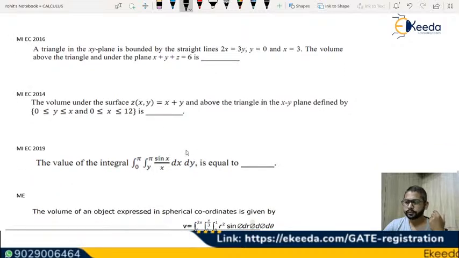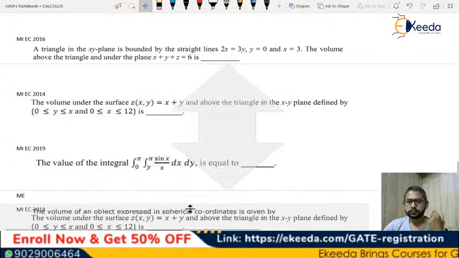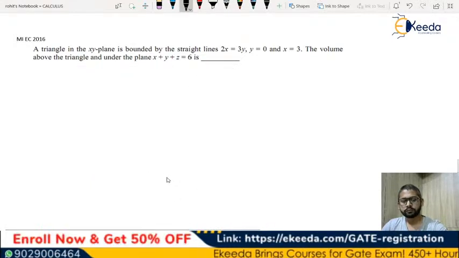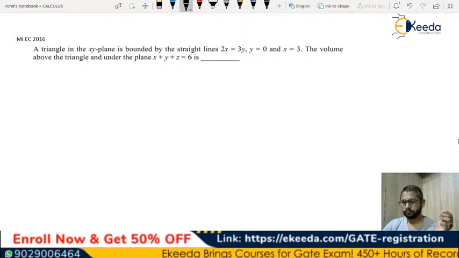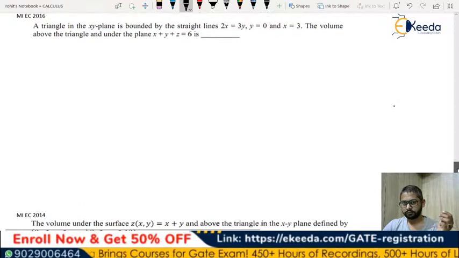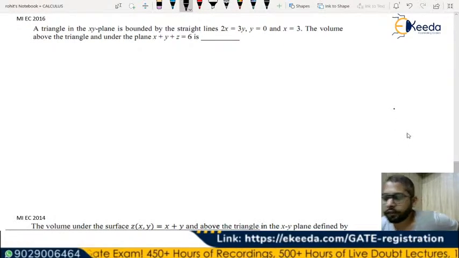Let's move to the next question. In this question, you have to find the volume.